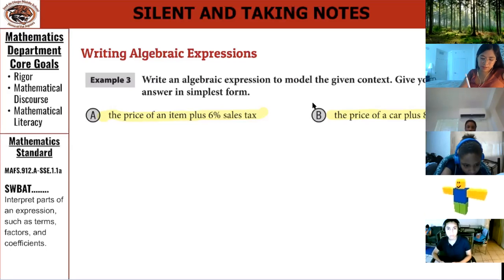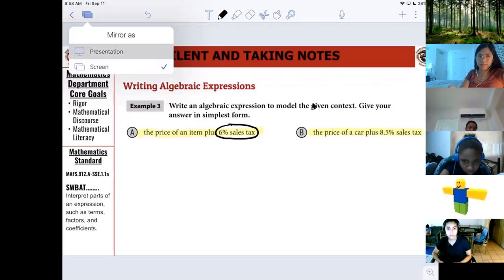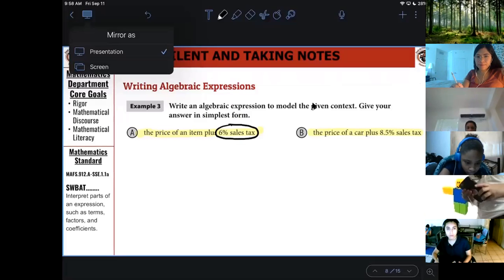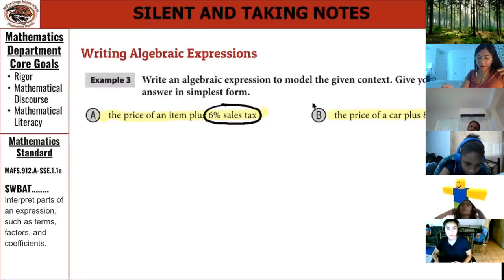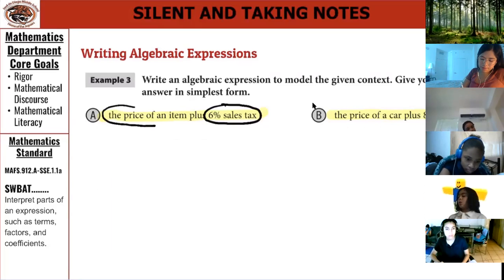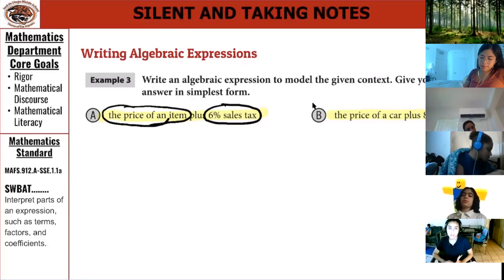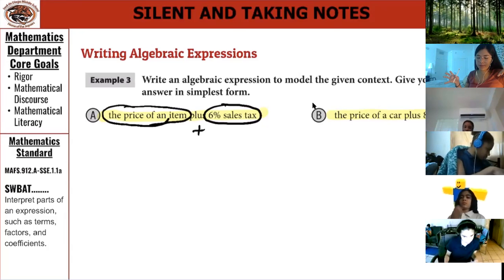We can't see what you write on the board. Yeah, I know. I'm working on it. Okay. So 6% is going to be one part of it. And then the other part of it is going to be the price. You put the plus sign in addition. Exactly. We know it's going to be the price of an item plus the sales tax. So we're going to have two terms.